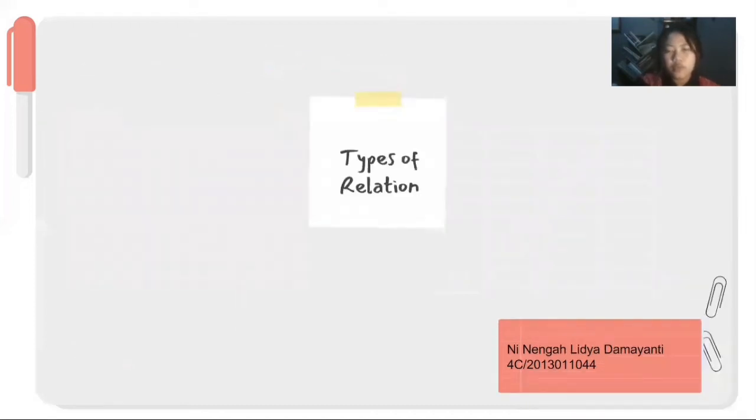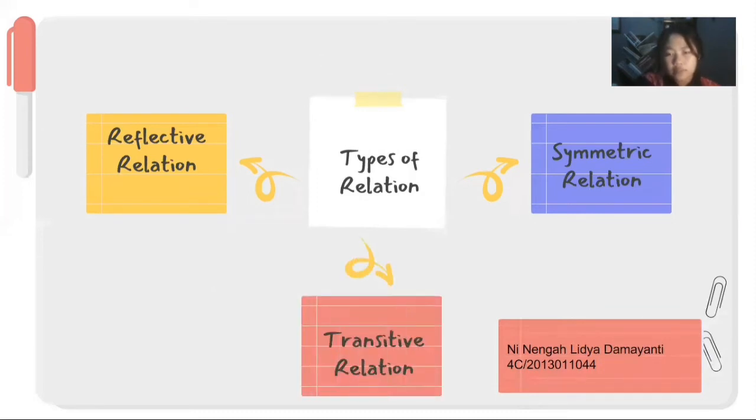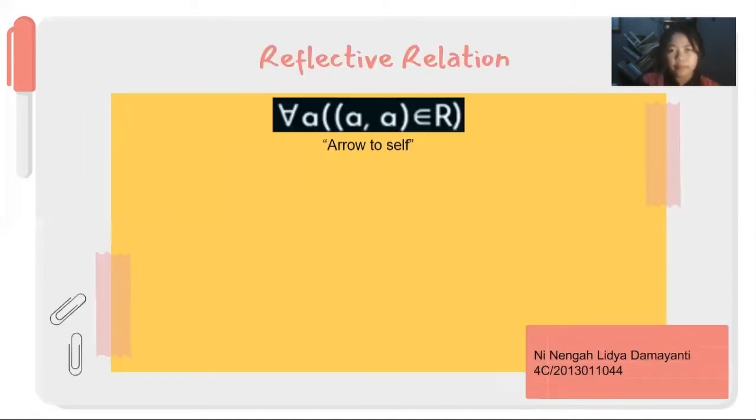And then we move to types of relation. The first one is reflexive relation. The second one is symmetric relation. And the third one is transitive relation. So I will explain the first one, reflexive relation. For all a, (a, a) belongs to R. This must belong to R, or (a, a) is an element of R.